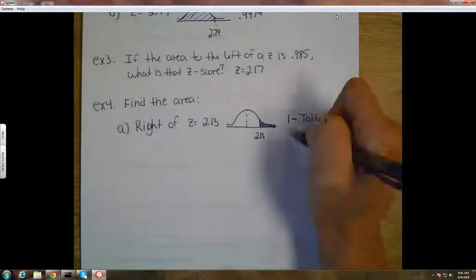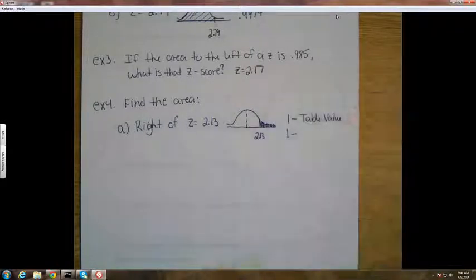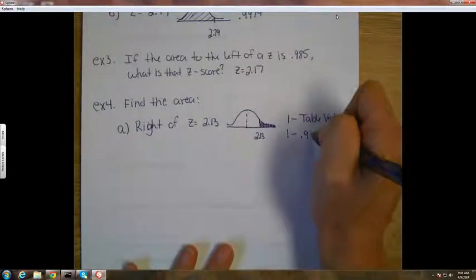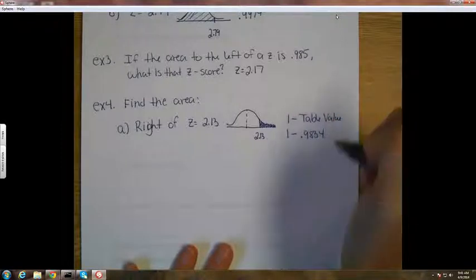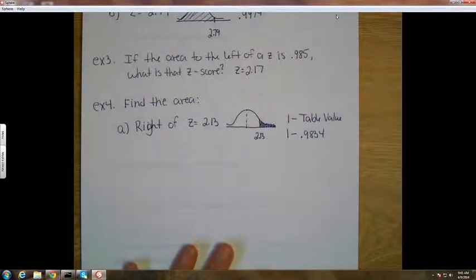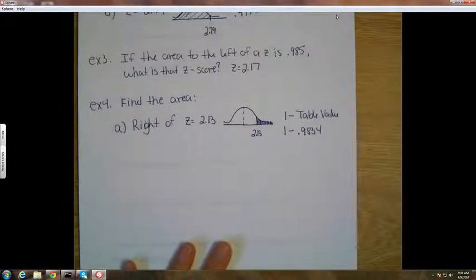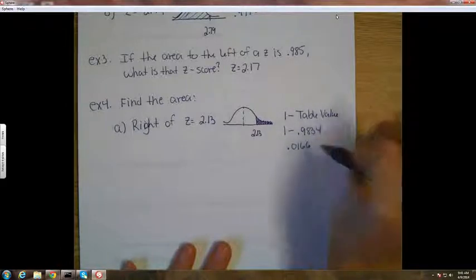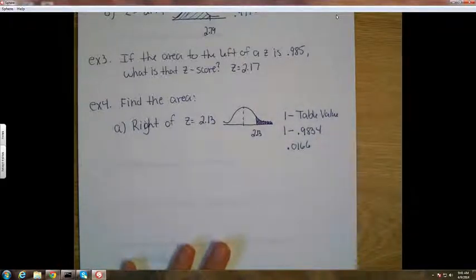So it's 1 minus, if I look up 2.13, what do you guys get? Does that make sense what's going on here? How to do this? I hope so. What's 1 minus 0.9834? So a little under 2% of the graph is to the right.